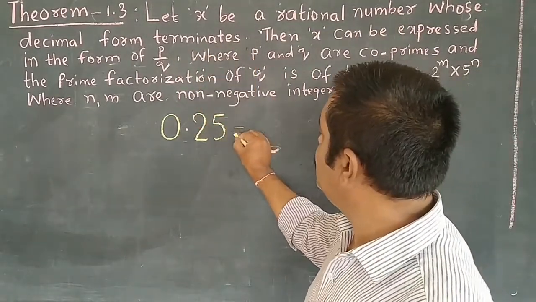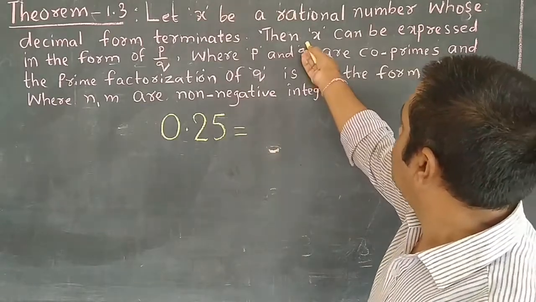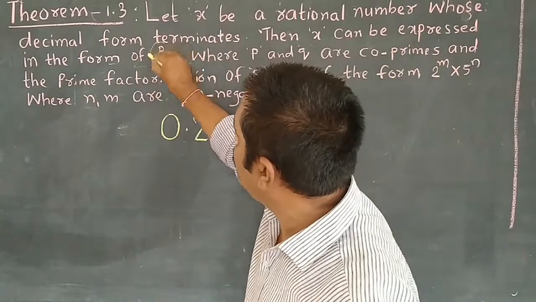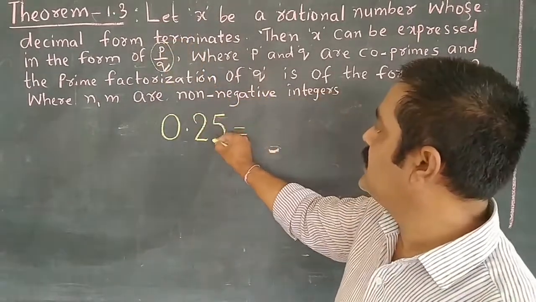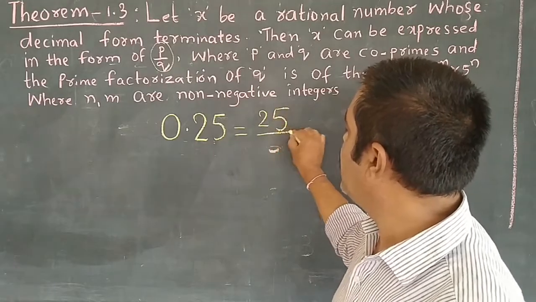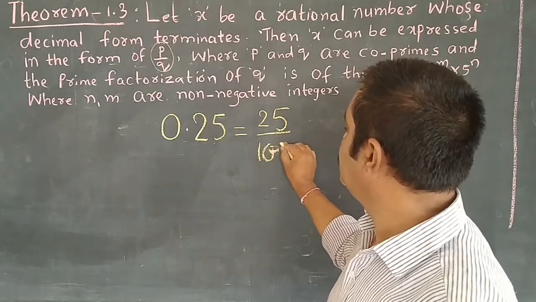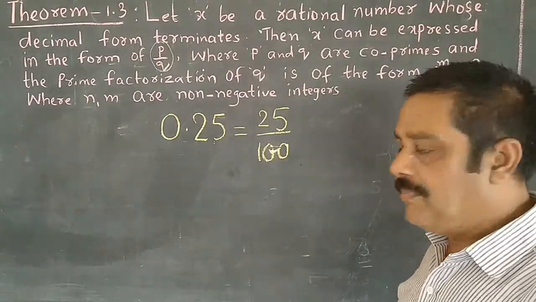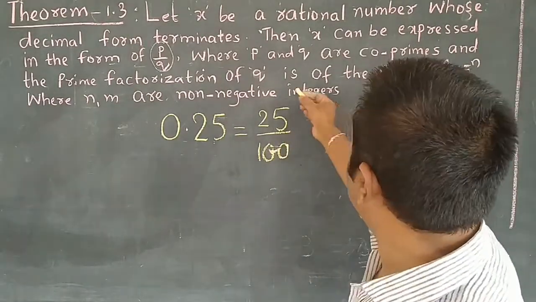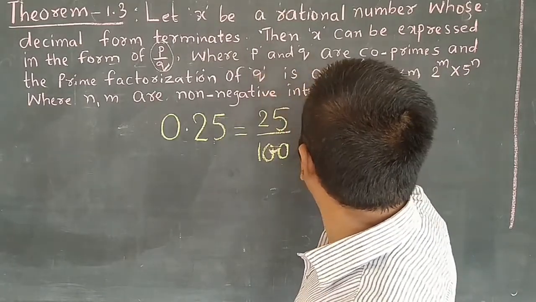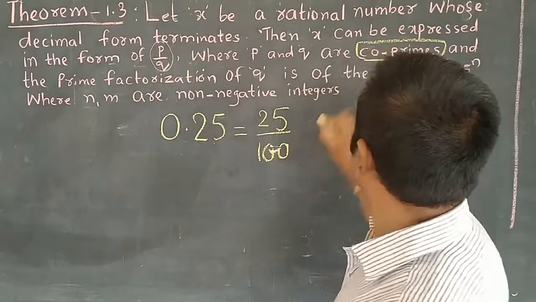This 0.25, this x can be expressed in the form of p by q. I am converting it to p by q form, which means 25 by 100. Converting to p by q form, it will be cancelled. This is p, this is q. Both are asked to be made co-primes.